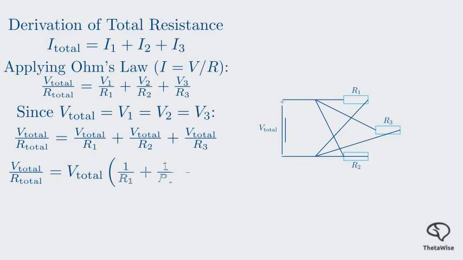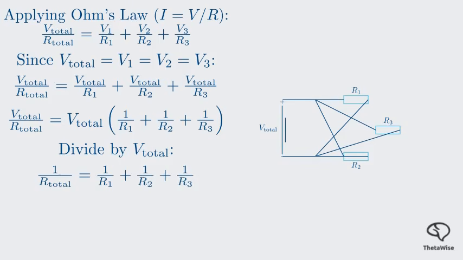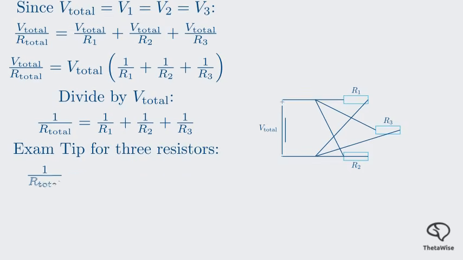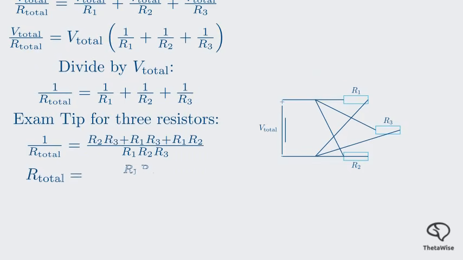This means we can replace all the voltages with V total and then factor V total out of the right side. By dividing both sides by V total, we arrive at the formula. The reciprocal of the total resistance is equal to the sum of the reciprocals of the individual resistances. So, to find R total, you must calculate the sum of the reciprocals first, and then take the reciprocal of that sum. As an exam tip, it's often more convenient to find a common denominator and combine the fractions, as shown here.